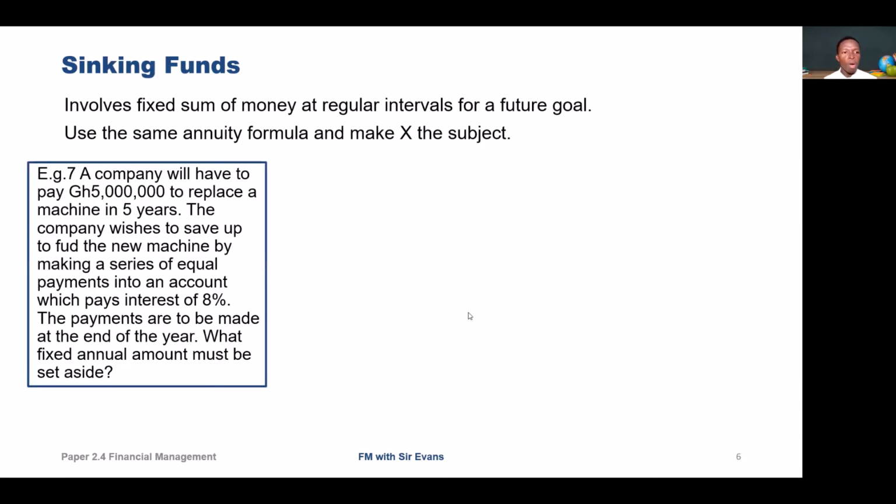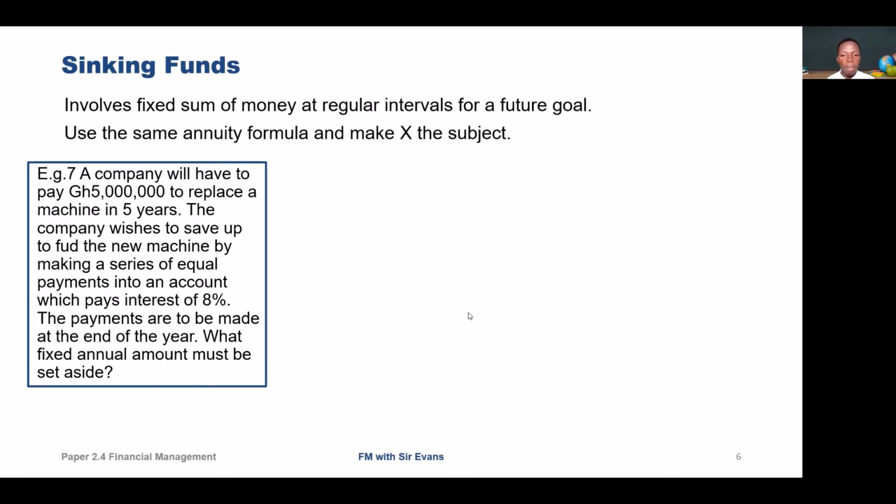So we'll take an example. A company will have to pay 5 million to replace a machine in 5 years. So the company wishes to save up to fund the new machine by making a series of equal payments into an account which pays interest of 8%. The payments are to be made at the end of the year. So being made at the end of the year means it's an ordinary annuity. And then the target is 5 million. Number of periods, 5 years. Rate is 8%. So what's the fixed amount?